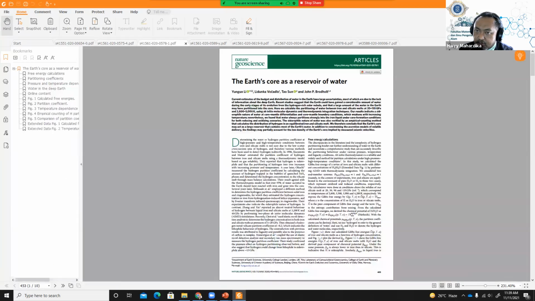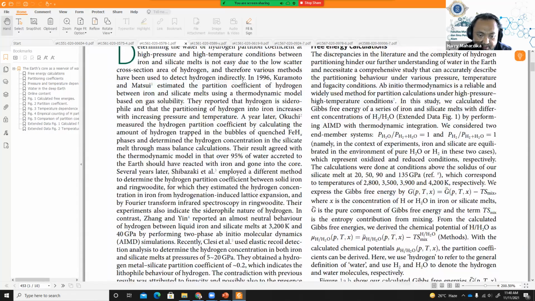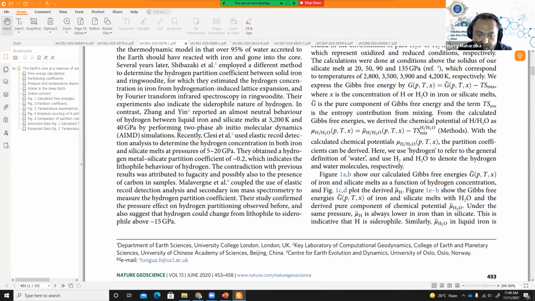Okay. The third title that you can select is the Earth's core as a reservoir of water. This one is coming out from Nature Geoscience, published in June 2020, so it's pretty recent. The original authors come from University College London and the College of Earth and Planetary Sciences, University of Chinese Academy of Sciences, Beijing. And the last one is the Center for Earth Evolution and Dynamics from the University of Oslo.